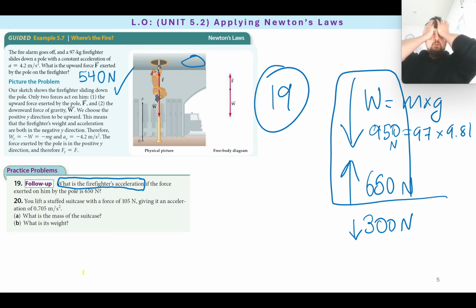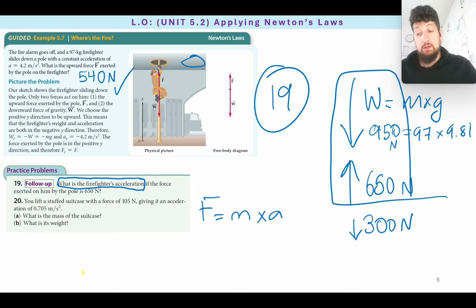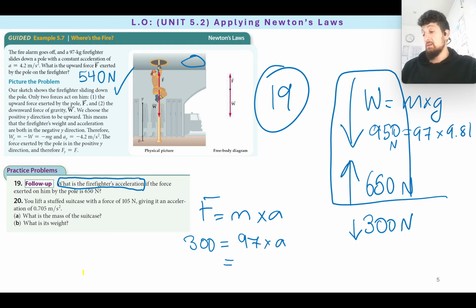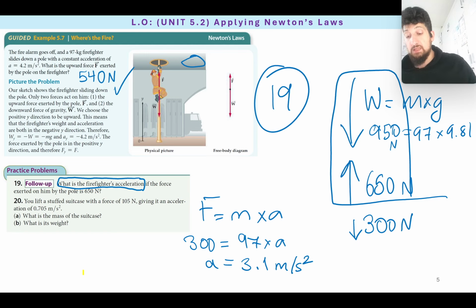Now that we know the overall force acting down, what can we do? Easy, that's right. We just use that again. 300 equals 97 multiplied by the acceleration. So the acceleration is going to be 300 divided by 97, approximately 3.1 meters per second squared, downwards, of course.